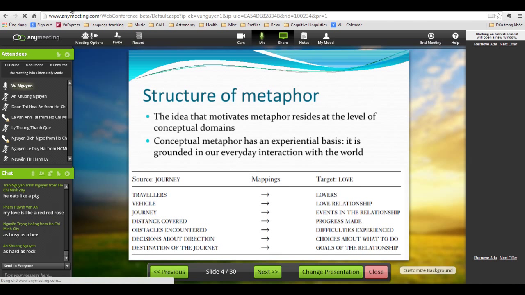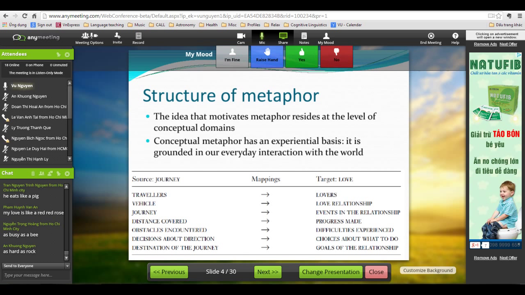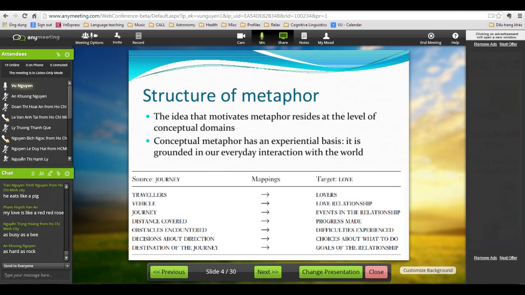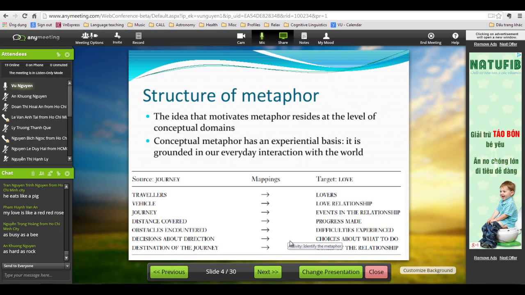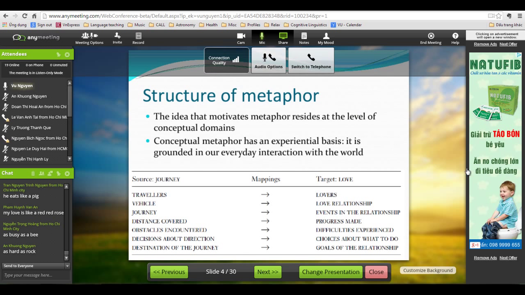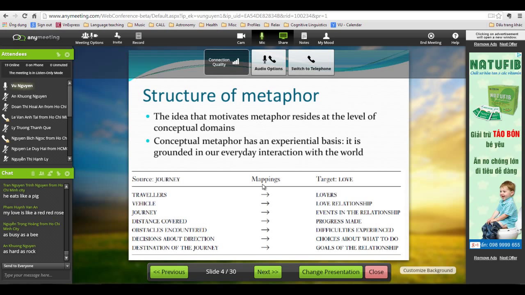Now, to help you understand in more detail the structure of this metaphor, love is a journey, I want you to do these activities.